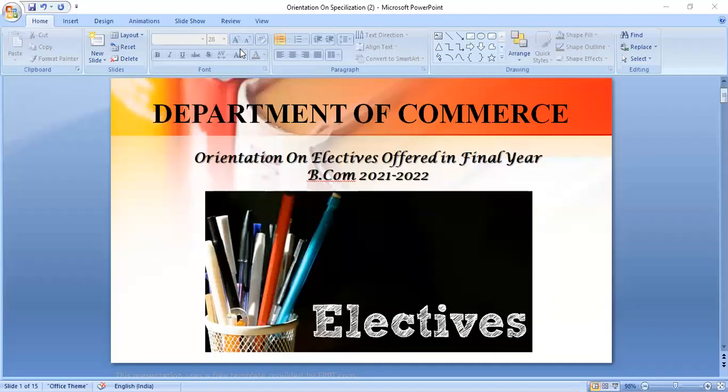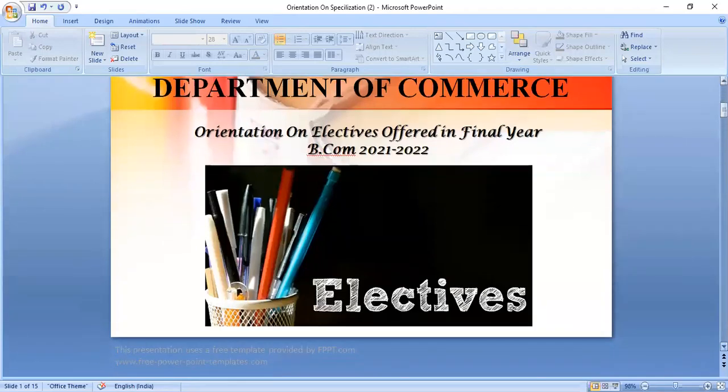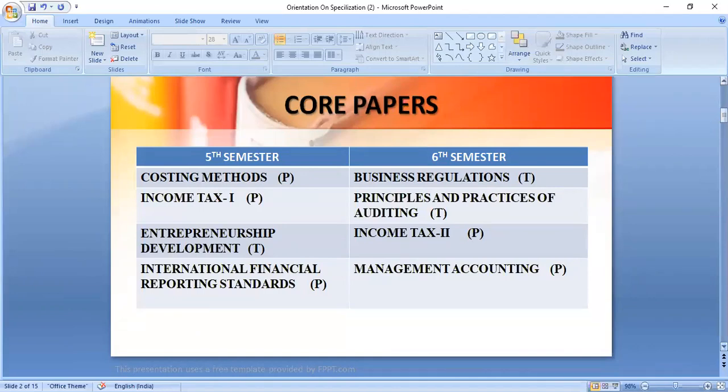The Department of Commerce has organized this orientation program in order to educate you all about the various specializations offered at Indian Academy Degree College Autonomous in the final year of the BCom course. In helping you all achieve your goals, we intend to guide you and help you choose the specializations which are going to be suitable at an individual level. So today we start off. I will be introducing you all to the core subjects of the 5th and the 6th semester.